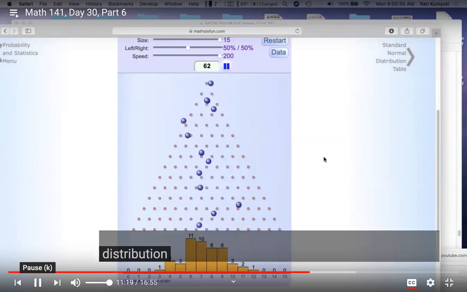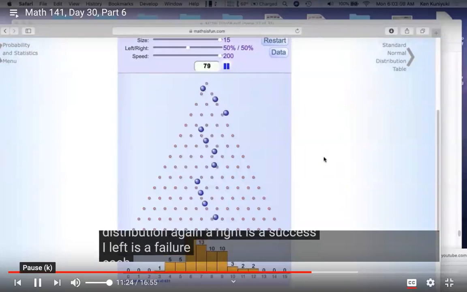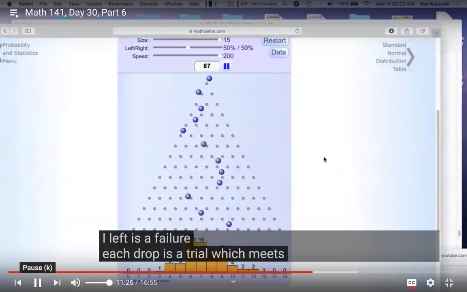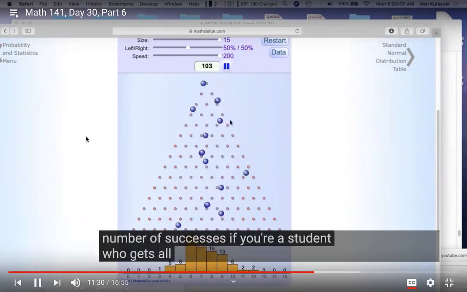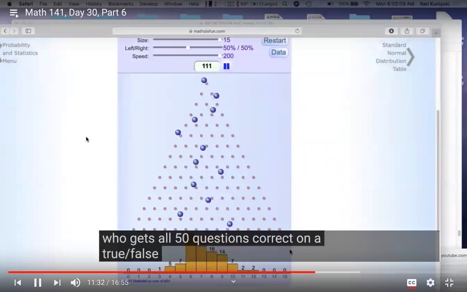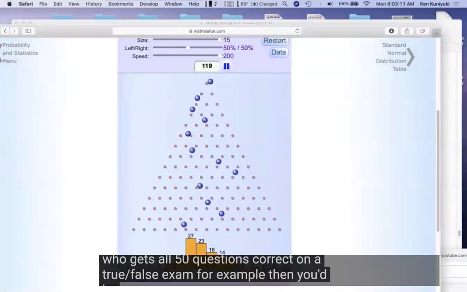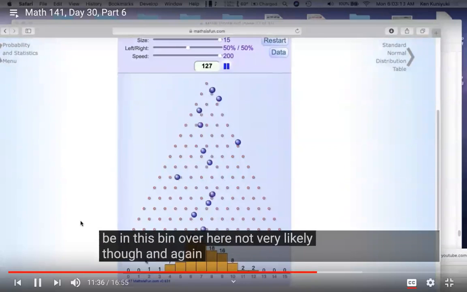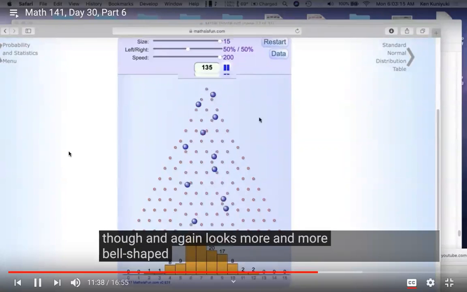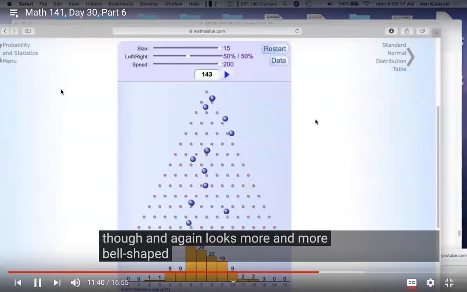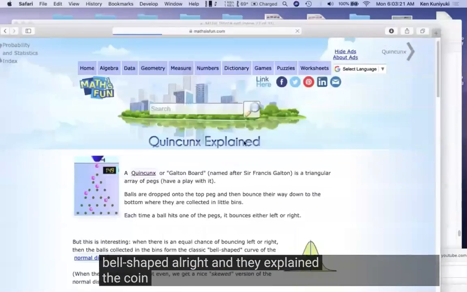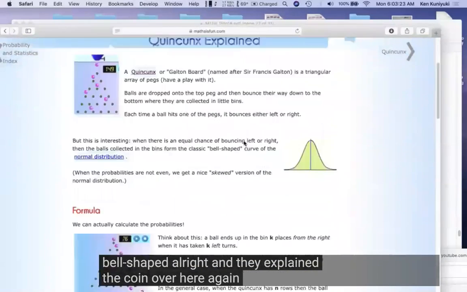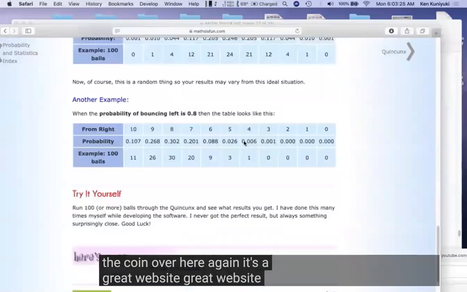Binomial distribution. Again, a right is a success, a left is a failure. Each drop is a trial, which means that these numbers here correspond to the number of successes. If you're a student who gets all 15 questions correct on a true-false exam, for example, then you'd be in this bin over here. Not very likely, though. And again, it looks more and more bell-shaped. All right. And they explain the quincunx over here. Again, it's a great website.